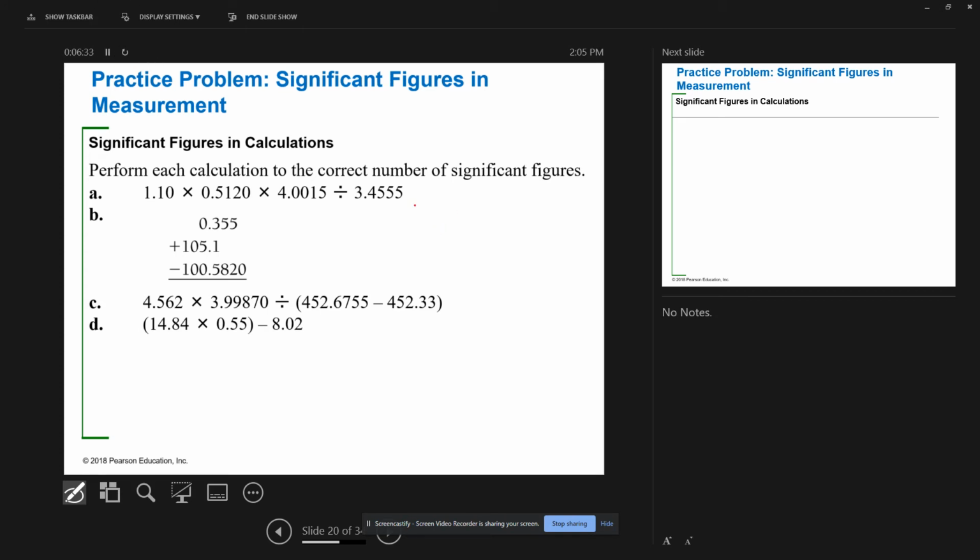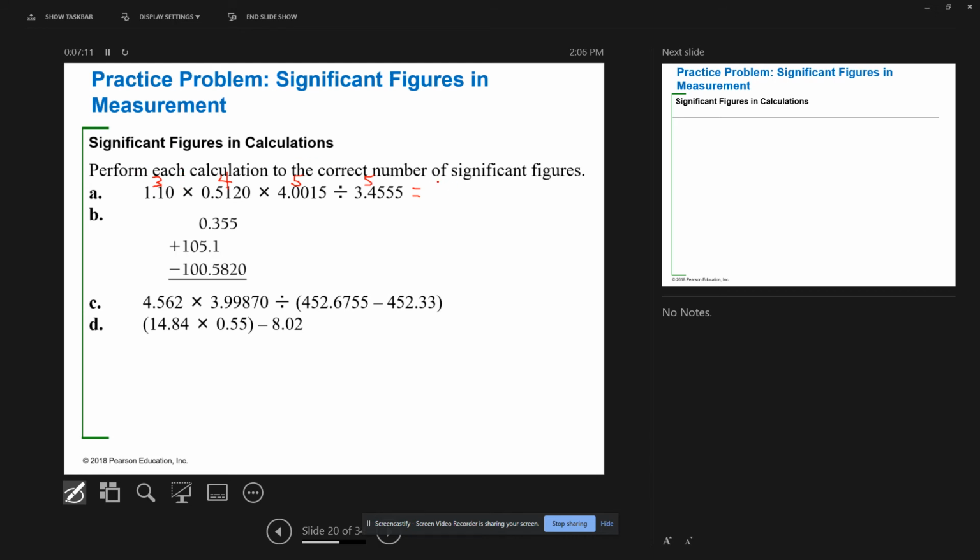Okay, so let's look at A. A has multiplication and division only. So you can go ahead and do this whole thing together because the same rule applies. The answer should be to the least number of significant figures. So let's look at what that is. This one has 3 significant figures. 4, 1, 2, 3, 4, 5. 1, 2, 3, 4, 5. All right, so our answer should be to 3 significant figures.